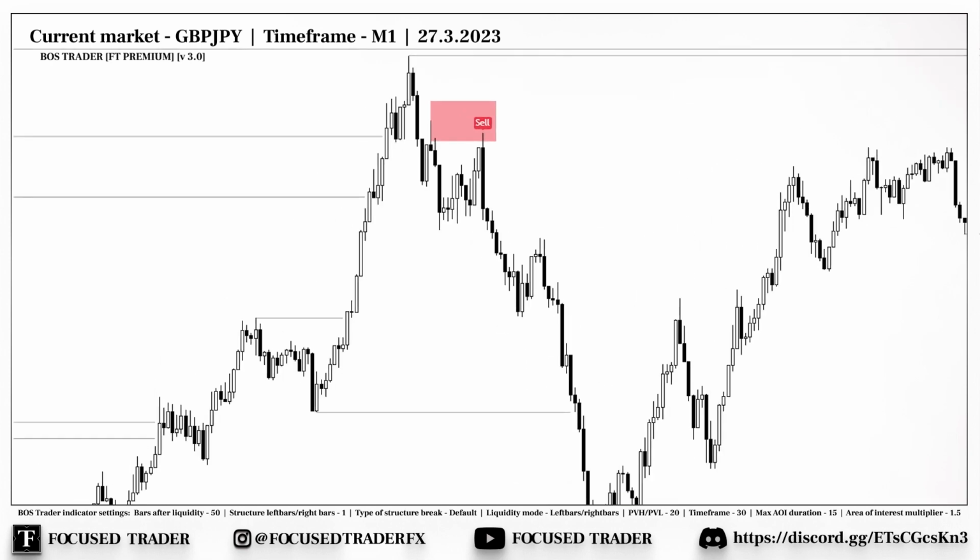The first setup arose at 9 a.m. when an area of interest was plotted. Prior to that, there were multiple liquidity withdrawals. But as we can see, one liquidity line remained very close to ungrabbed. Due to this, when an entry signal appeared in the area of interest, we made the following decision.